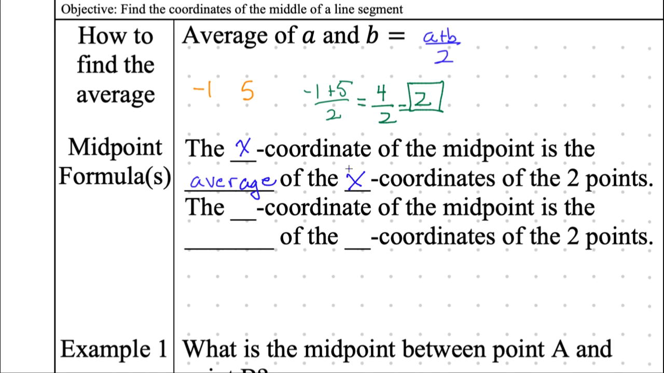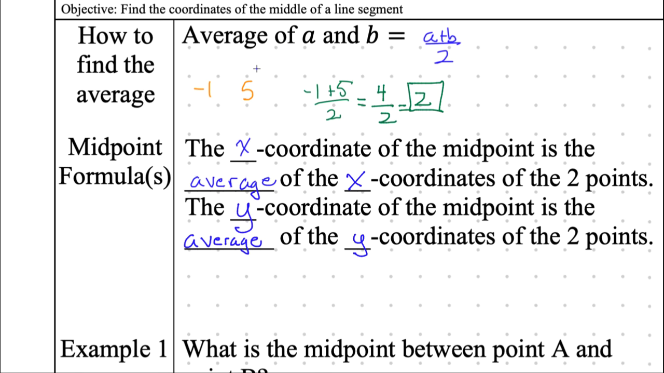Once you find that, done, we found the x-coordinate of the midpoint, but now I need the y-coordinate of the midpoint. So in order to find the y-coordinate of the midpoint, you're going to be taking the average, again, of the y-coordinates of those 2 points. And then done, you have your x and y coordinate of the middle of the line segment.